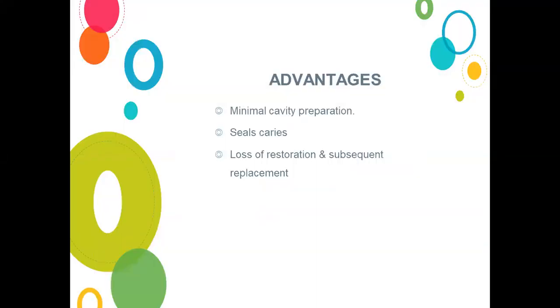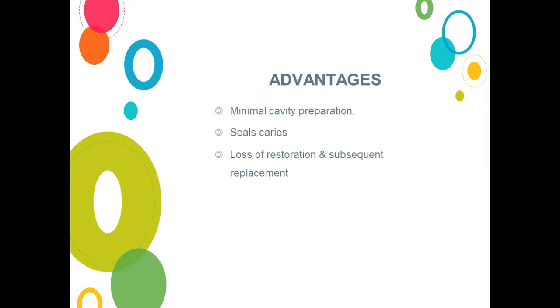The advantages of preventive resin restorations are, first one is minimal cavity preparation. Since we are only minimally preparing the cavity on a tooth surface, we are only removing a small amount of the healthy tooth structure for the purpose of retention. Comparing PRR to a conventional amalgam restoration, where mechanical retention is provided by extensive tooth preparation, here it requires only a small amount of cavity preparation. So it is much more conservative in nature.